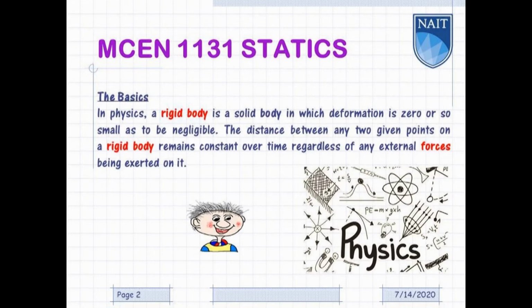In physics, a rigid body is a solid body in which deformation is zero or so small as to be negligible. The distance between any two given points on a rigid body remains constant over time regardless of any external forces being exerted upon it.